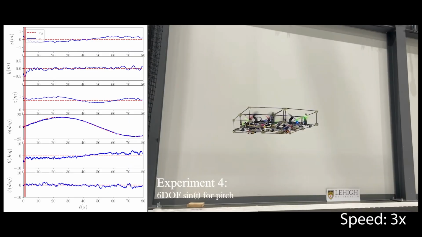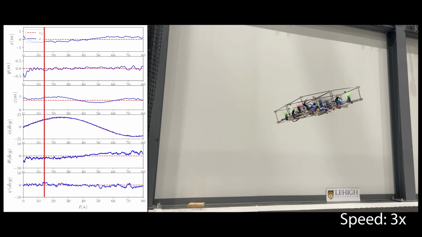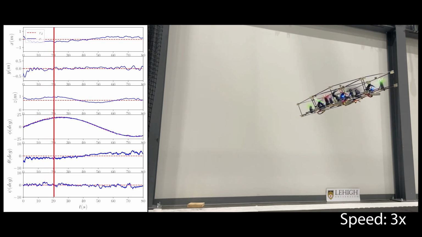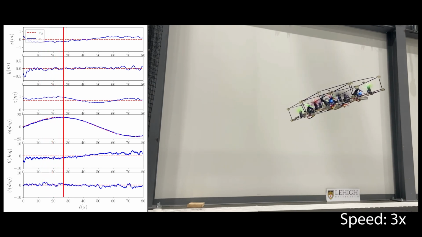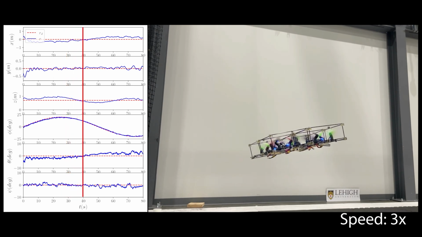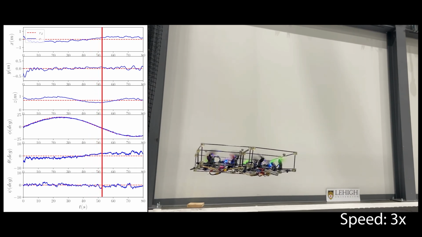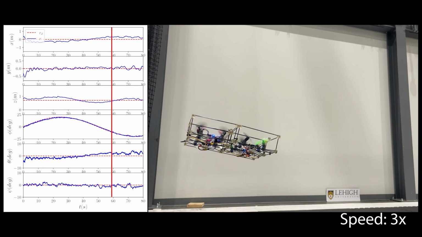In the fourth experiment, the structure of 4 T modules keeps hovering in place and follows a sinusoidal pitch angle with regard to the time, showing its independence of rotational motion from translation. Since the structure is central symmetric, the same behavior can be achieved along the roll rotational axis as well.